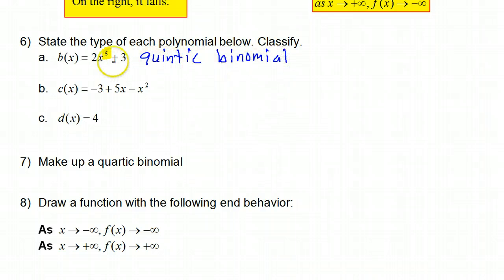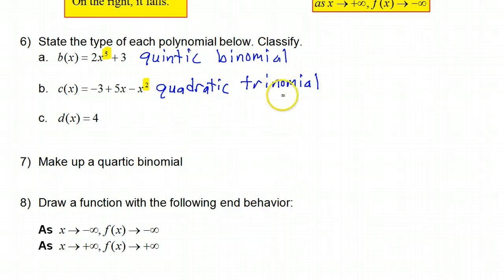Okay, a quintic binomial. Alright, what about this next one? This is not in standard form, but the degree is 2. Even though it's out of order, look for the highest exponent. So this is degree 2. What's the word for degree 2? Degree 2 is quadratic. So this is a quadratic what? I've got 1, 2, 3 terms. So this is a quadratic trinomial.